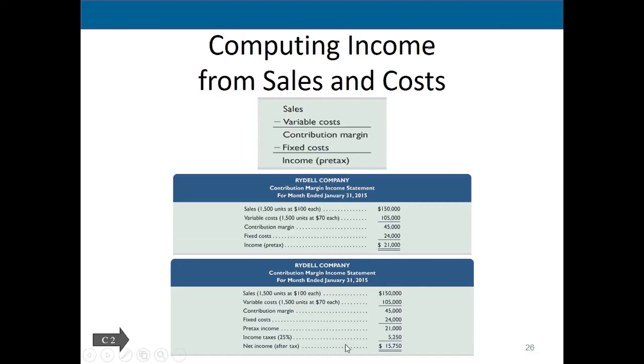This here just shows you what it looks like once you consider a 25% tax. So it's the same $21,000. We just take a 25% tax rate off of there to get net income after tax. Okay? Very, very important that you understand this formula and the difference between variable cost and fixed cost, and that these two things added together equal total cost.